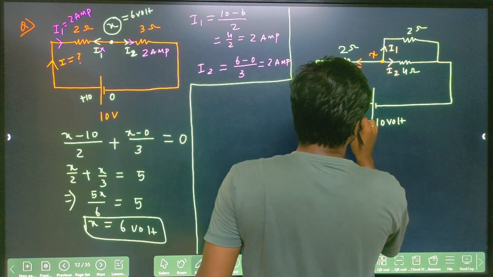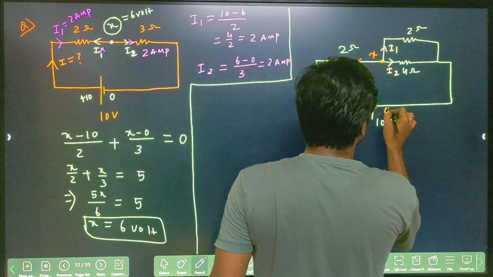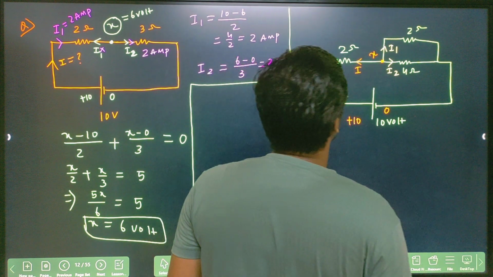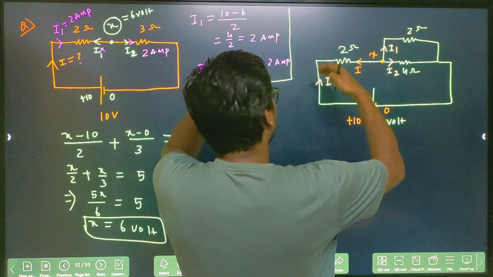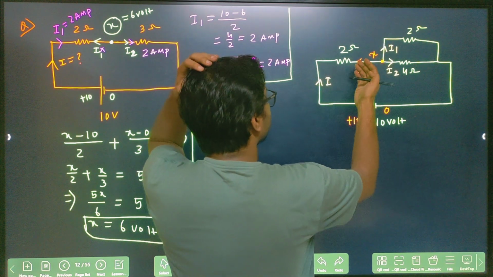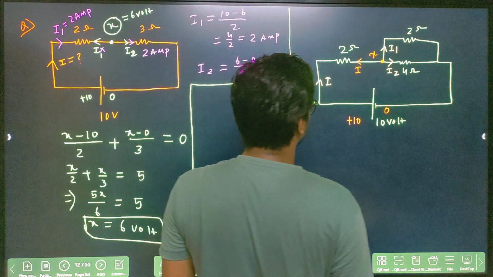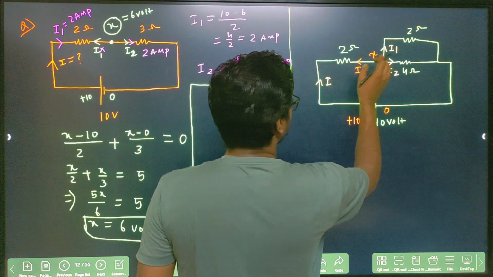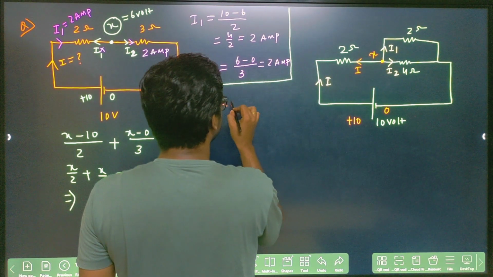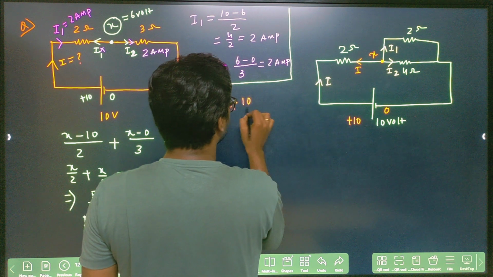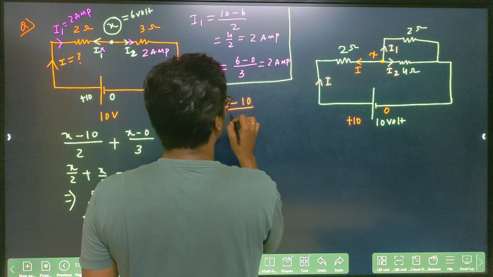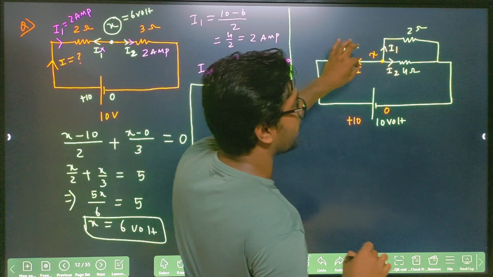This side it is plus 10 volt, this side it is 0 volt. Clear? So you will tell that net outward current will be 0. That means I plus I1 plus I2 will be 0. Clear? So what will be I here? I will be (X minus 10) divided by 2 ohm. This much current is I.